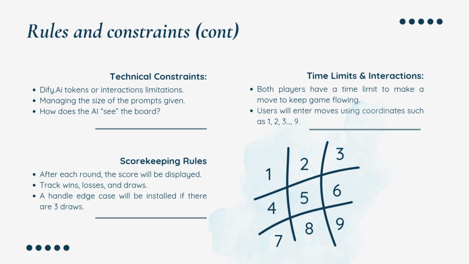We'll also need to decide how the AI perceives the board. For example, we might use a string representation or a matrix to understand the game state and make decisions. Handling these technical factors properly will help our system run smoothly and make intelligent and context-aware decisions.